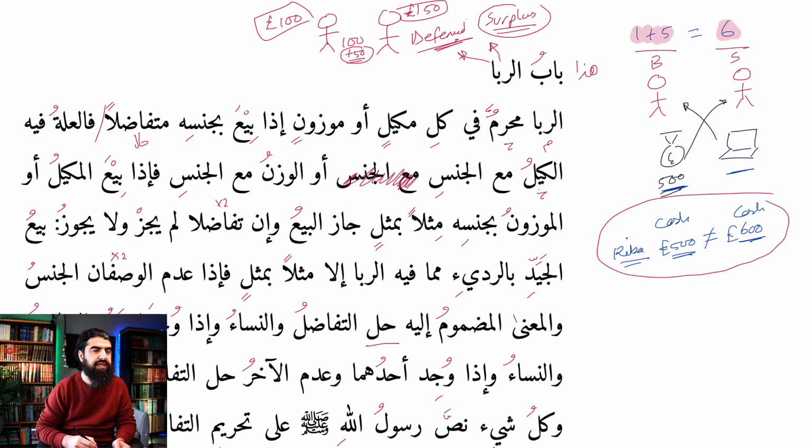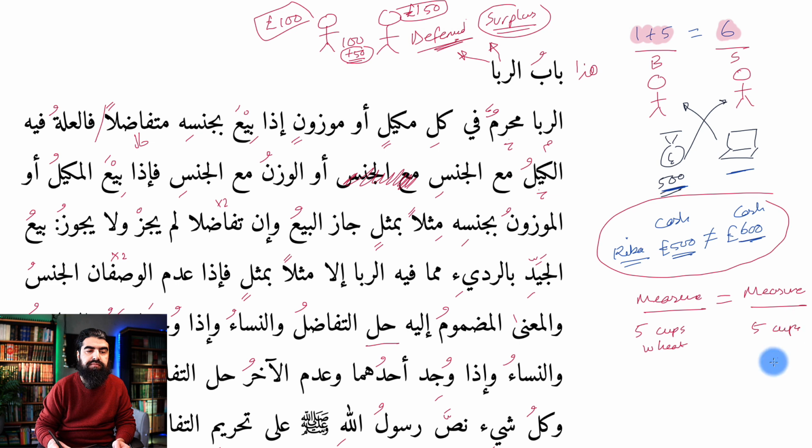Okay, so let's have a look at this then. Because this surplus riba can only be something that is tangible, measured, something which can be seen. So that's why they say this can only be done in ways that can be measured. So if on both sides you have something that is measured, like for example, 5 cups of wheat equals 5 cups of wheat.